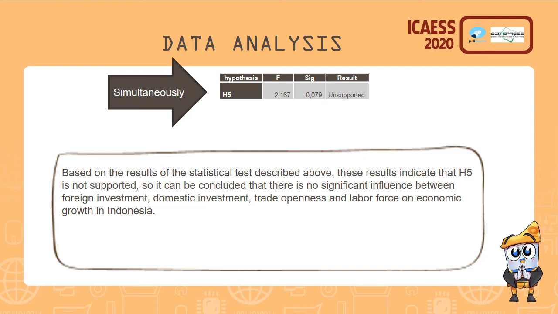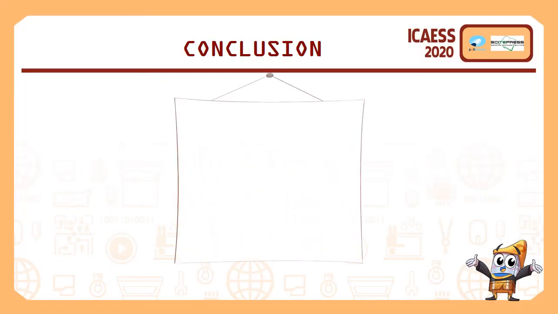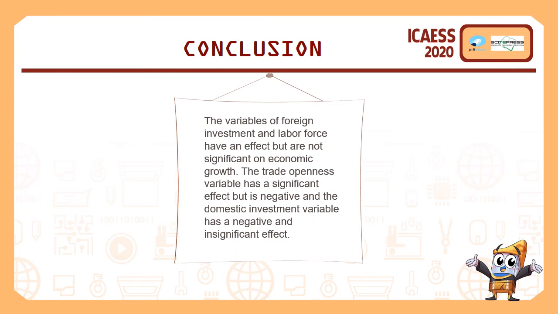Hypothesis 5. Based on the result of the statistical test described above, this result indicates that hypothesis 5 is not supported. So it can be concluded that there is no significant influence between foreign investment, domestic investment, trade openness, and labor force on economic growth in Indonesia.